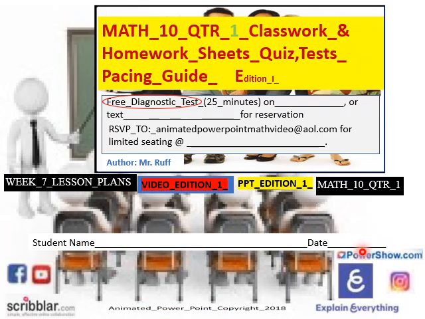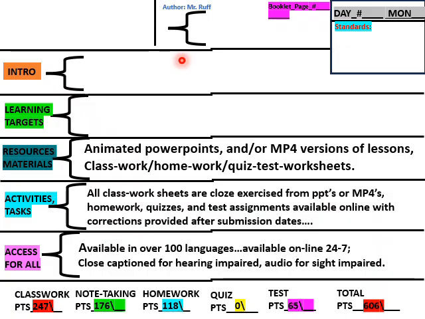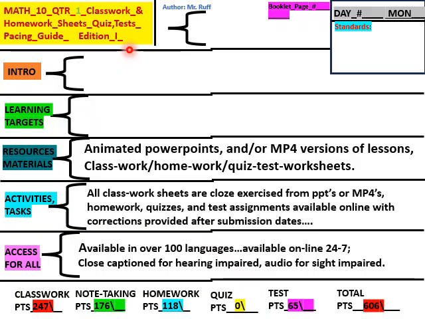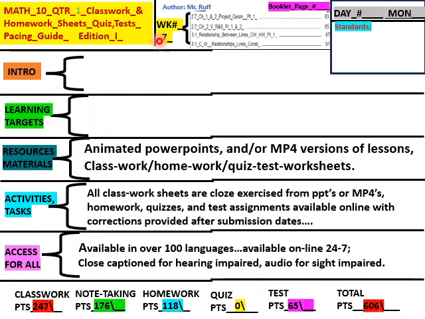Students, put your name and date here. Let's go right through our Week 7, and then we go in here to Week 7 of Math 10 Quarter 1.